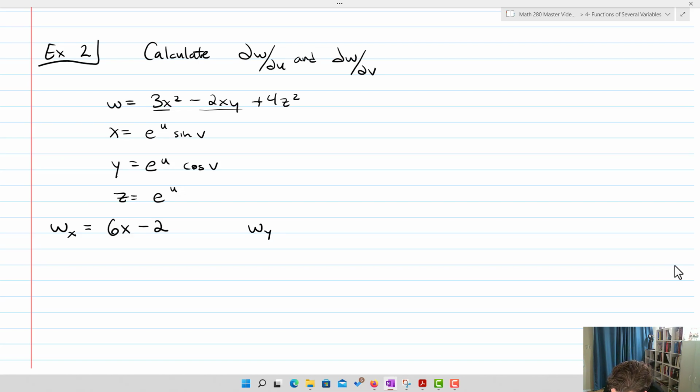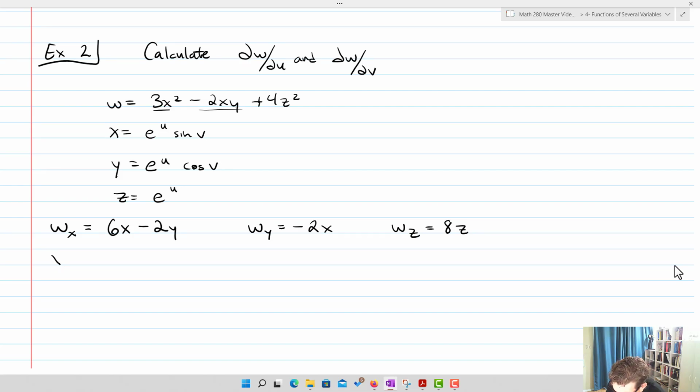Now, next up, w_y. This should be negative 2x. w_y is going to be negative 2x. No y's anywhere else, so it's just negative 2x. And w_z is just going to be 8z. So there's all of our partials of w.